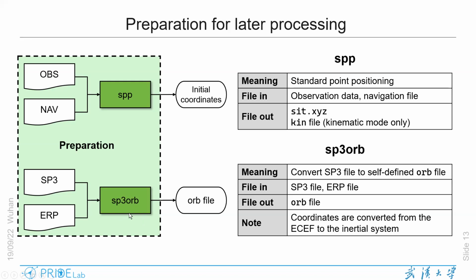Another individual task is performed by the SP3ORB. As the name suggests, this program converts the SP3 file to the self-defined ORB file. The ephemeris for each satellite will be interpolated, and their coordinates will be converted to the inertial system, which is more convenient for calculating the related corrections.